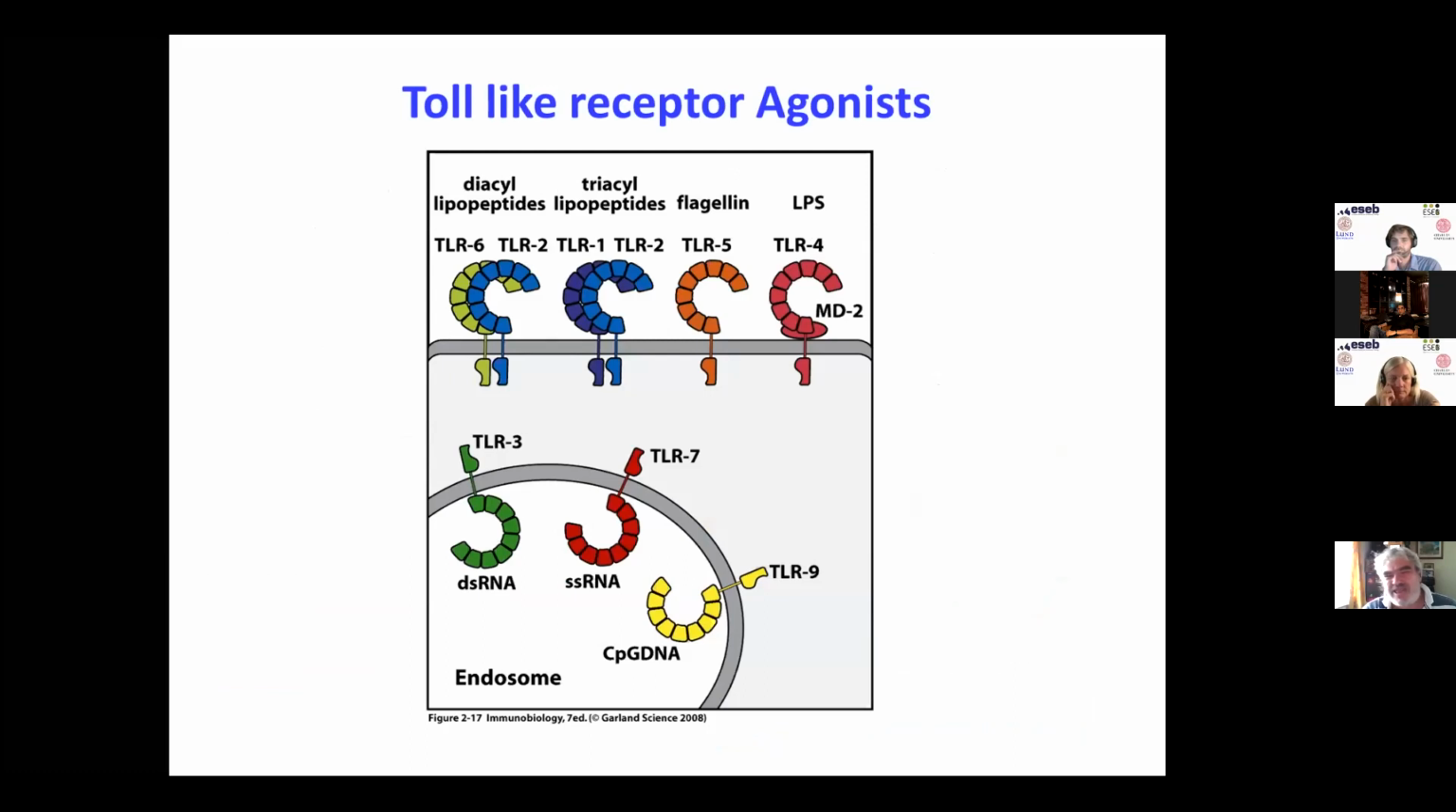What do they see? What are the agonists of toll-like receptors? Well, they see a range of agonists, and this is just a small selection. So, for example, they have specificity. TLR2 can be paired as a heterodimer either with TLR1 or TLR6 and see slightly different modifications on lipopeptides. TLR5 recognizes flagellin, the flagella subunit of bacteria. TLR4 recognizes a molecule on the surface of bacteria, lipopolysaccharide.